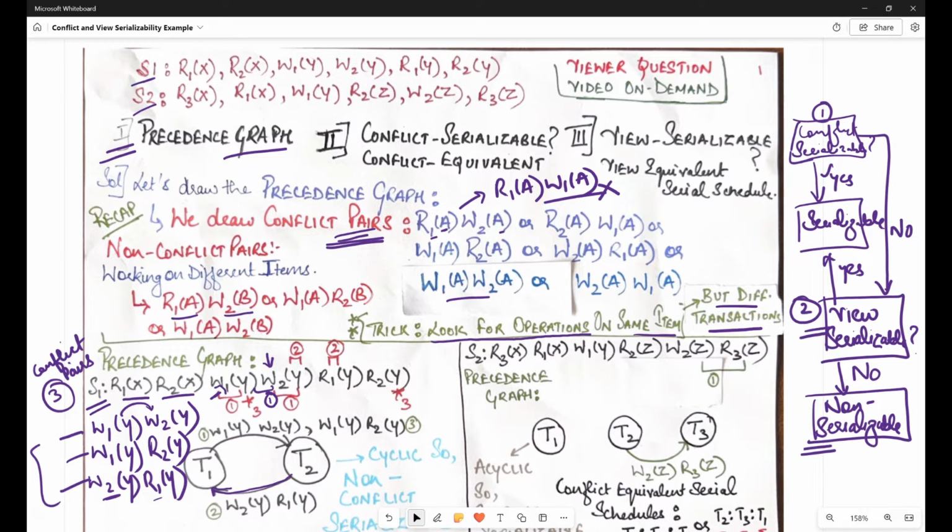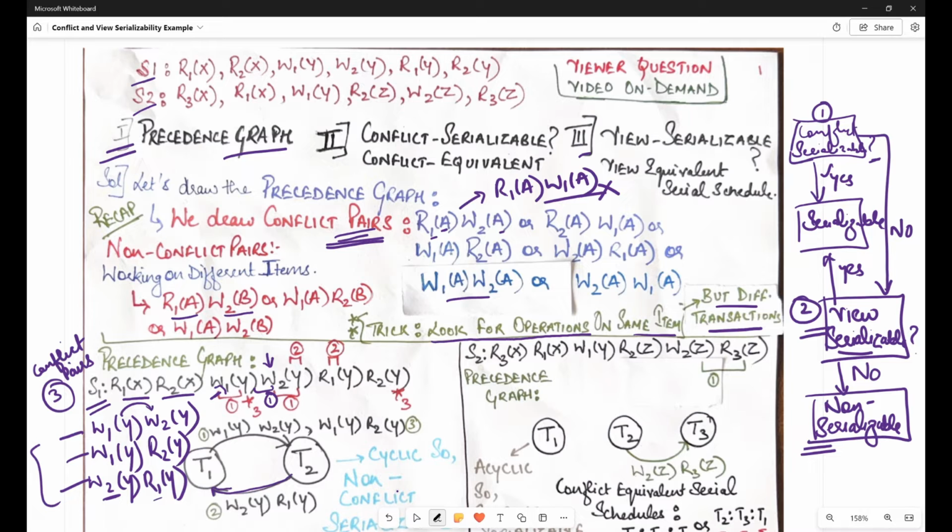What do we do if it is non-conflict serializable? See, if it is non-conflict serializable, you have to check for view serializability, which is the third part. But we have the answer for conflict serializable. We have the precedence graph. Can we find out conflict equivalent schedules for this? No. Why can you not find conflict equivalent serial schedules? Because it is non-conflict serializable. If it was conflict serializable, then we would have found different possible serial schedules, which we call conflict equivalent serial schedules.